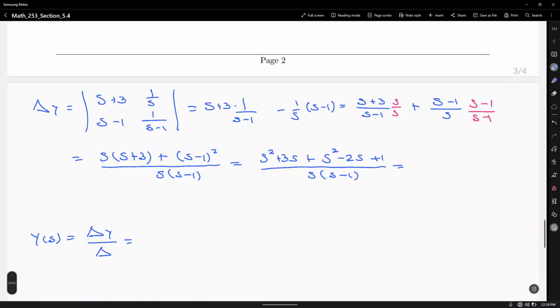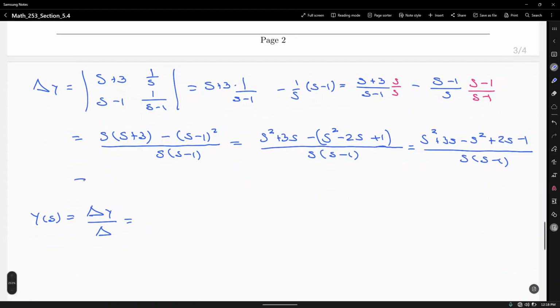All right. So actually, wait, I made a mistake on the sign right here. This should be a minus. This is also supposed to be a minus. And this is supposed to be a minus. So be careful, because the minus affects everything in here. Okay. All right. So let's keep going. So s squared plus 3s minus s squared plus 2s minus 1. Everything divided by s times s minus 1.